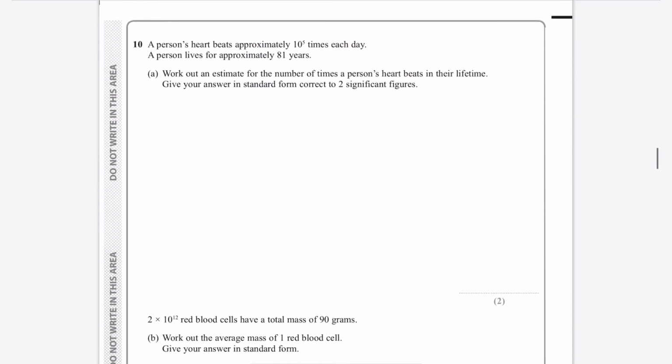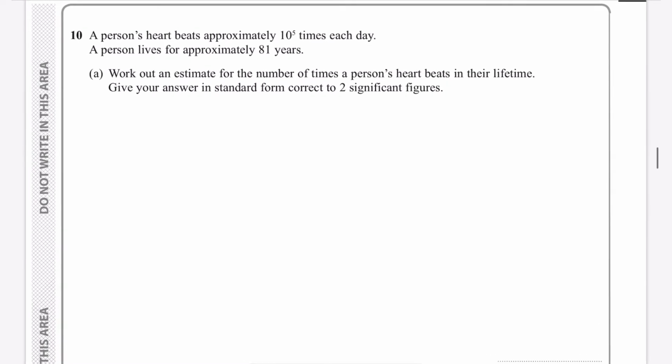Okay, question 10. A person's heart beats approximately 10 to the power of 5 times each day, and a person lives approximately 81 years. Work out an estimate for the number of times a person's heart beats in their lifetime. Give your answer in standard form correct to 2 significant figures. Okay, so it's an estimate here, which means we can do some rounding. Even though we have a calculator, we can still do some rounding for this. They actually really want you to do that kind of rounding.